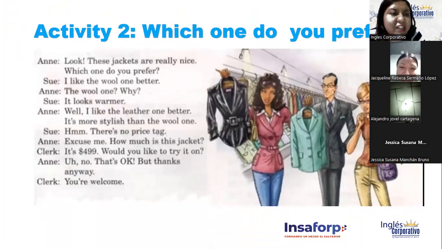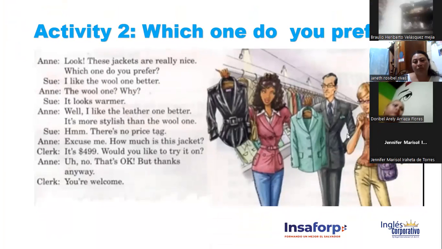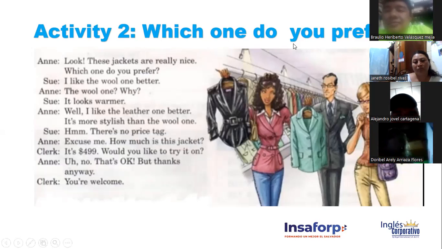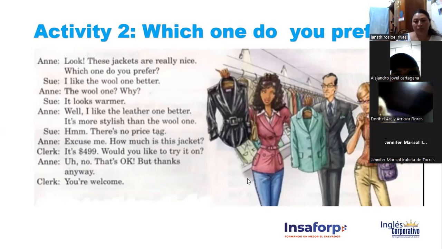So now we have a conversation between Anne and Sue. I would like two volunteers to read the conversation. Two different volunteers. Okay, Irma, Zuleima. And who is the other? Anna Elizabeth. Okay, Irma and Anna, go ahead, please. Irma, you start.